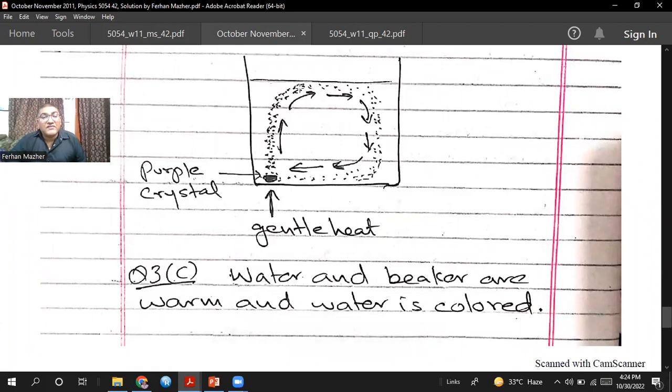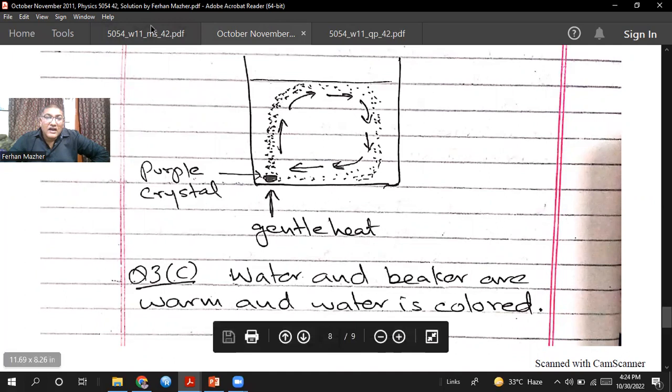So the convection currents will be produced. The convection currents will set in. Where the crystal is and underneath it, you are providing heat. So the water will rise upward. When the water absorbs the heat, its density will become less. This water will go up, and the denser water will come down. So this will set up convection currents. You can see I have shown the convection currents here, as you can see. This color is spreading.